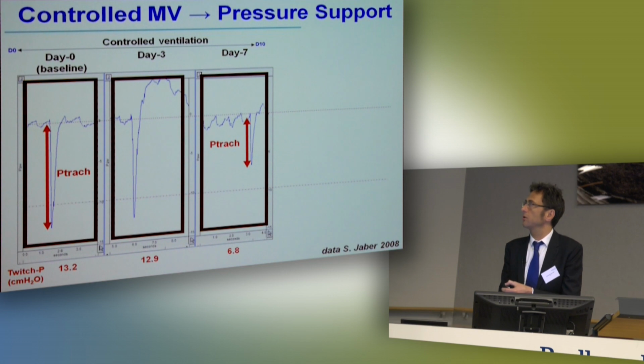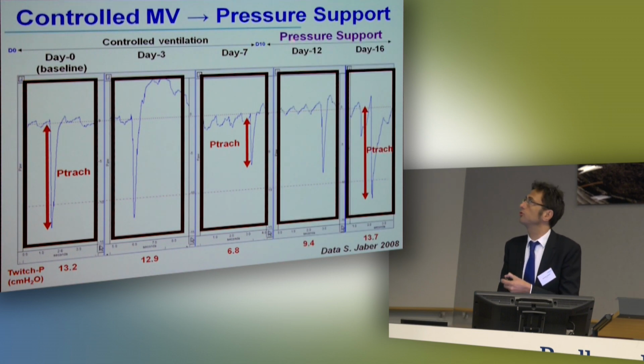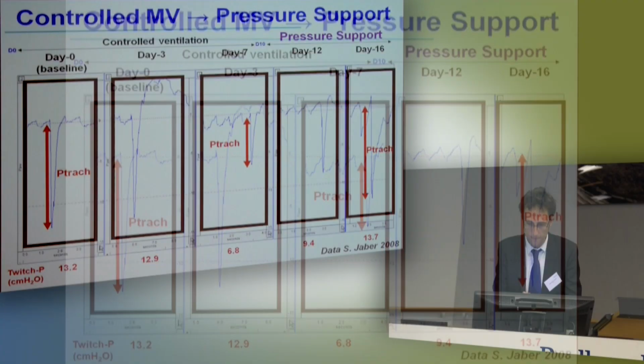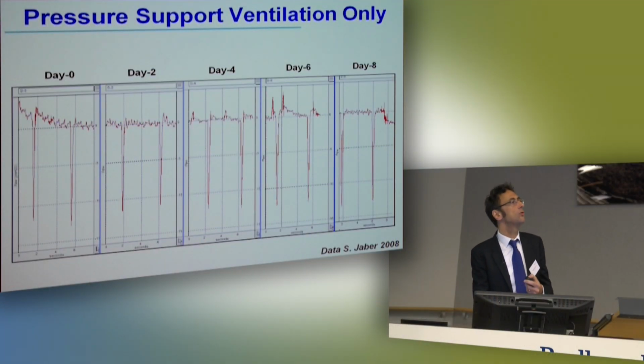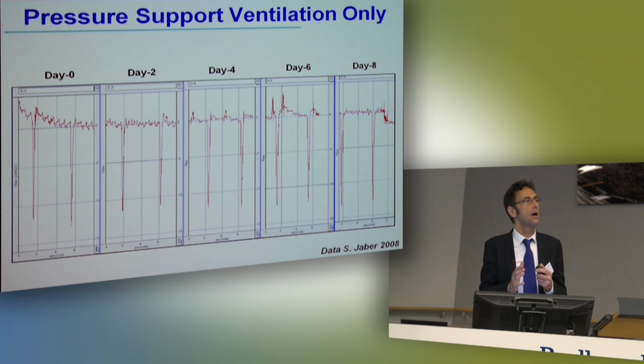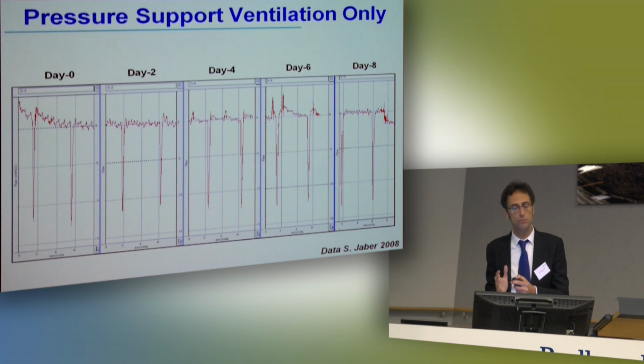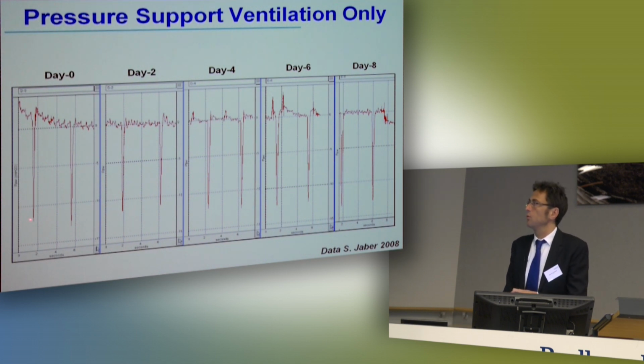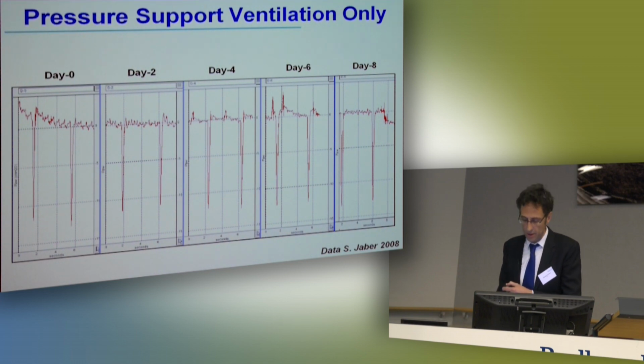And this is what we had in our patients. The first patient I showed you had a strong diaphragm dysfunction on day 7, and the patient was switched from controlled ventilation to pressure support, of course, because he had recovered. And then we see that the diaphragm force is increasing. And this is the recording of a patient who never received controlled ventilation. He was on pressure support from the beginning, because it was a case of upper airway disease. And in these patients, we never observed any diaphragm dysfunction.